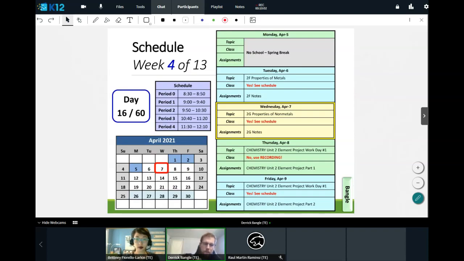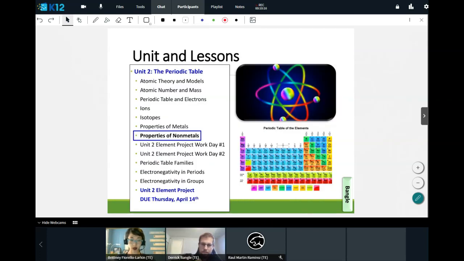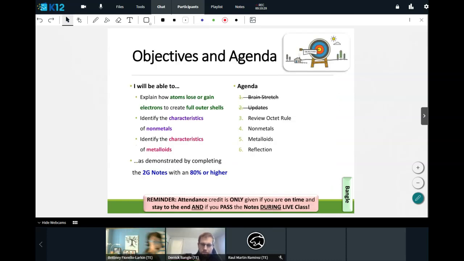We are on week 4 of 13, on day 16, right smack in the middle of this week. We are on Wednesday, so we're going to be learning about nonmetals today, as opposed to learning about metals yesterday. Coincidentally, we are also right smack in the middle of our unit. After we learn about nonmetals, we're going to be moving on to other aspects of the periodic table. Today we're going to complete our knowledge about how atoms gain or lose electrons.